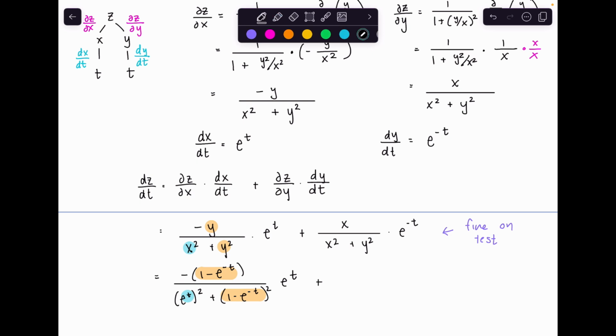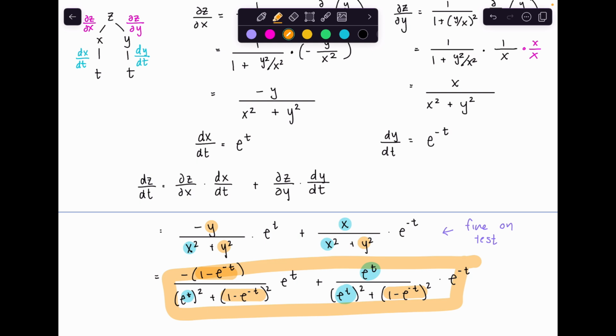Same thing for the second piece, x is e to the t, and then luckily the denominator is exactly the same here. So x got replaced by e to the t, and y got replaced by 1 minus e to the negative t. So this would be your full derivative solely in terms of the variable t. Okay.